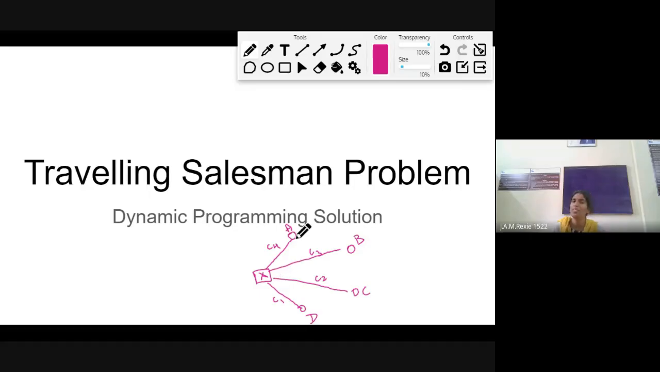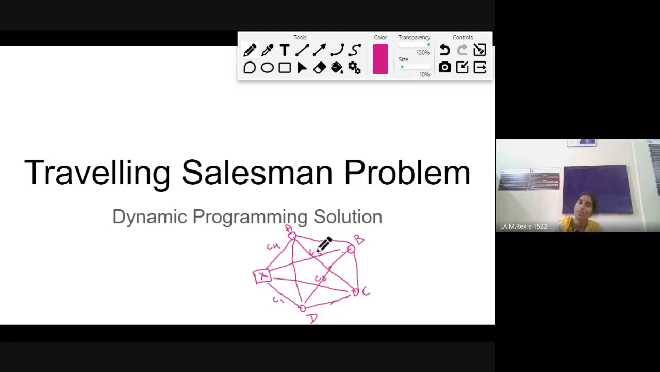Then definitely there might be some other paths available. A to B there will be a way, and B to C there might be a way. C to D there may be a way. Similarly, between these clinics there will be paths available. And some paths may be one way.